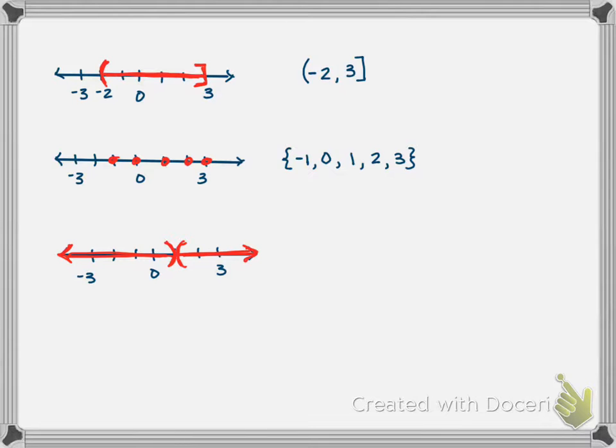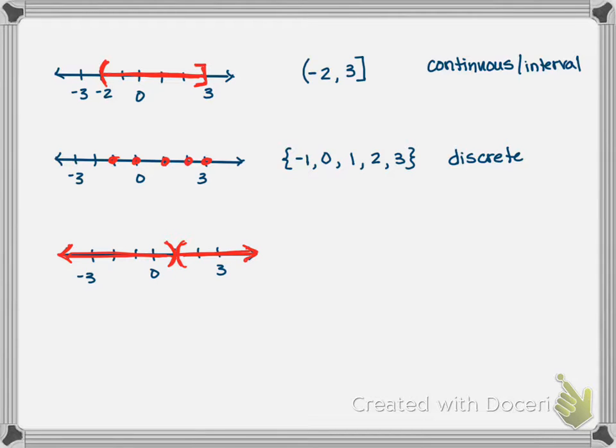So these two sets are somewhat similar in that things in between -2 and 3, not including -2 and including 3, are in the set. But the difference is that in this second one, it's just those 5 integers. It's not all the numbers in between -2 and 3. So this is what we call a discrete set, and this is what we call continuous, or an interval.